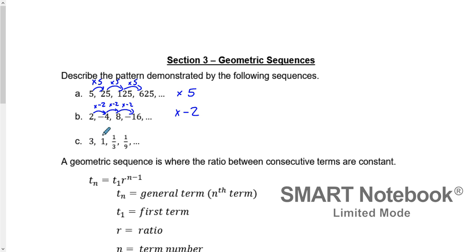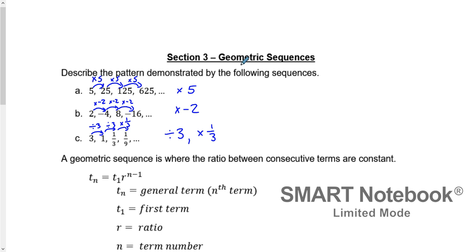We're going from 3 to 1 to 1/3 to 1/9. There's two ways of understanding it. Either we can say we are dividing by 3 every single time, or we are multiplying by 1/3. Either it's dividing by 3 or multiplying by 1/3, which are the exact same thing. Dividing by 3 is multiplying by the reciprocal.